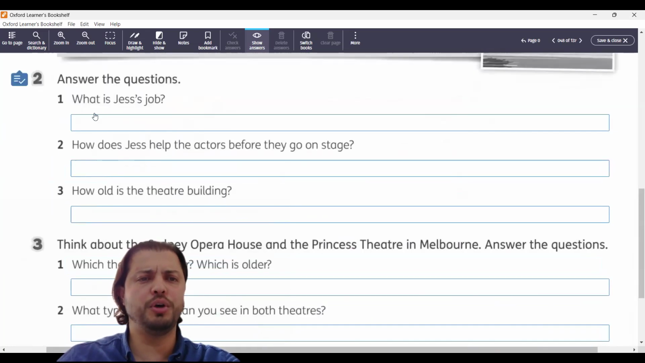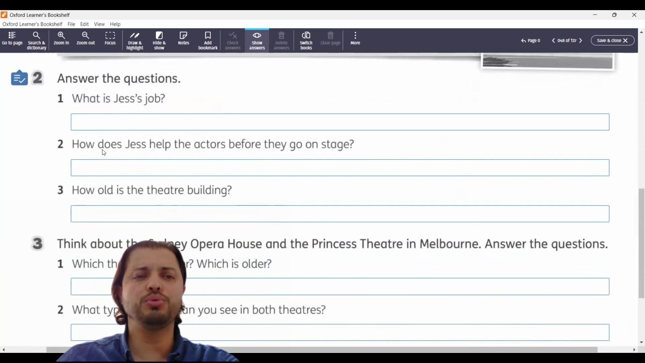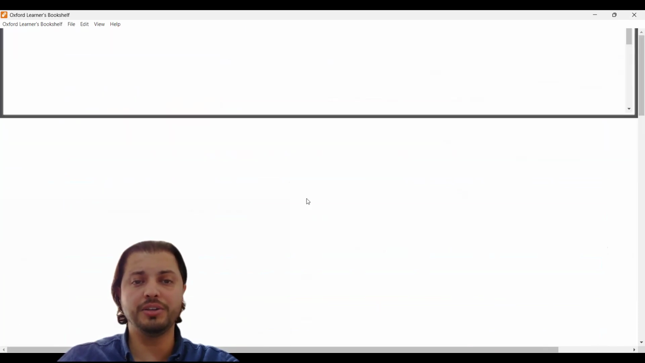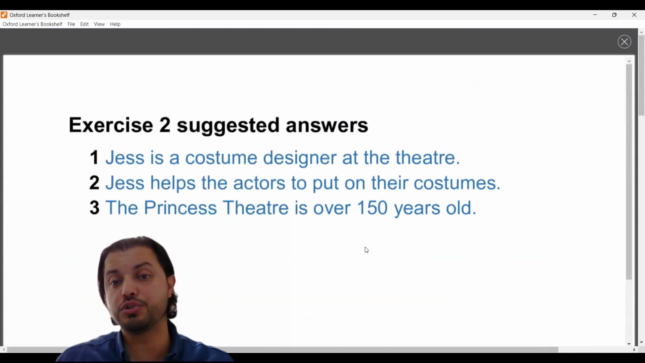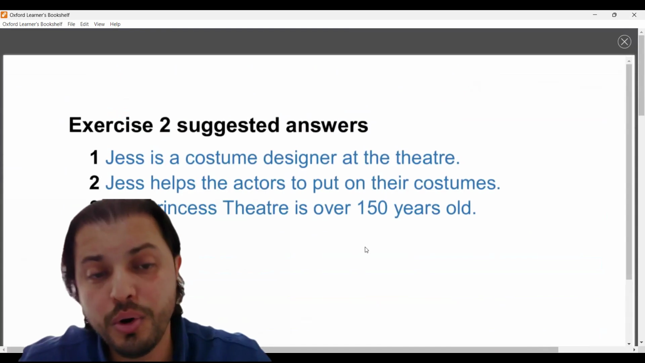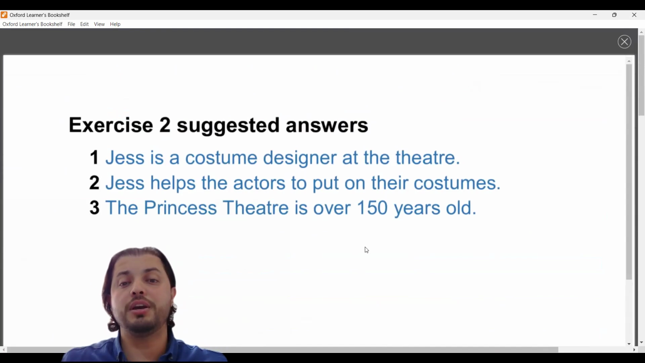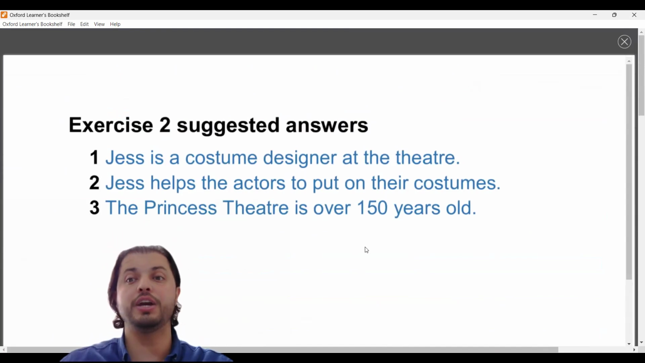You're welcome. So, what's Jess's job? How does Jess help the actors before they go on the stage? How old is the theater building? So, answers. Number one, Jess is a costume designer in the theater. Jess helps the actors to put on their costumes. The place where she works, the Princess Theater, was built over 150 years ago.